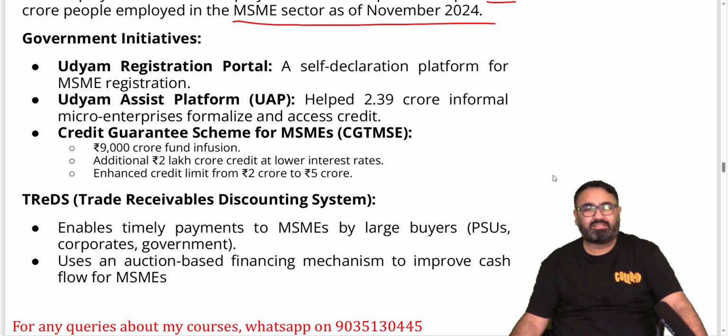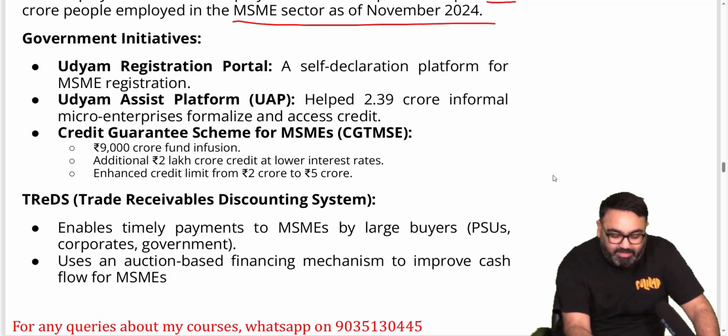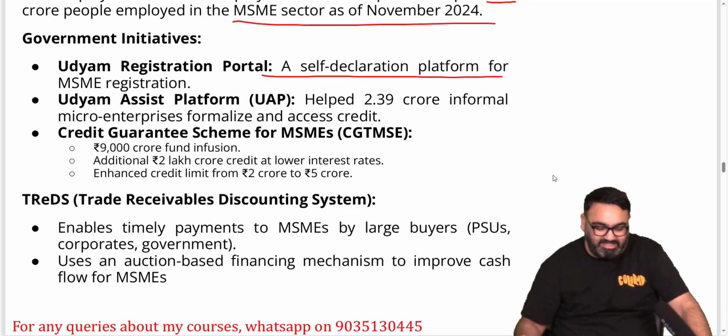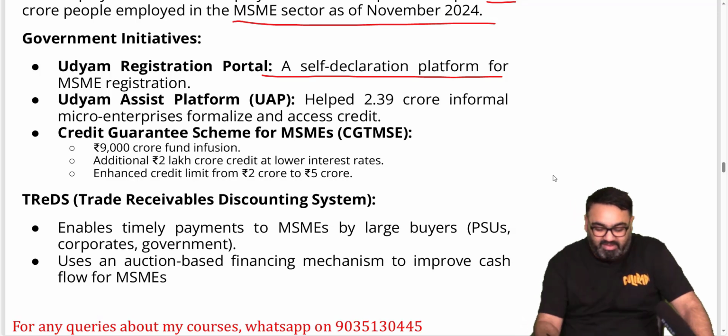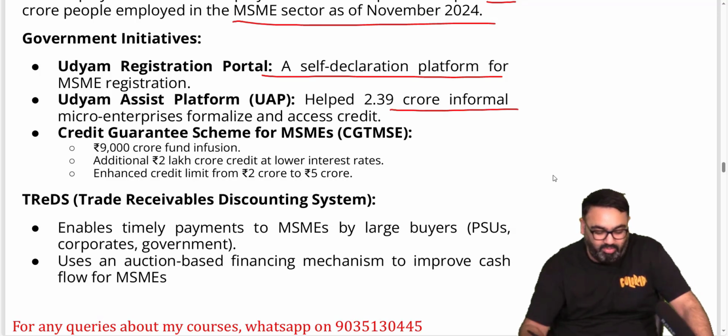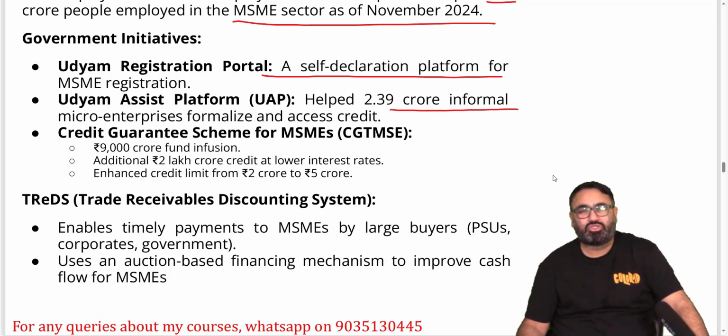The government has started multiple initiatives for the MSME sector. For example, you have the Udyam registration portal, where the MSMEs can register themselves with the least amount of paperwork. We also have the Udyam Assist platform, which has helped close to 2.5 crore MSMEs to get access to formal credit. The one problem that MSMEs have is they are not getting loans from the bank because they don't have proper registration, proper paperwork. So once they register on this portal, they get a formal structure and it is easier for them to get credit from the bank.